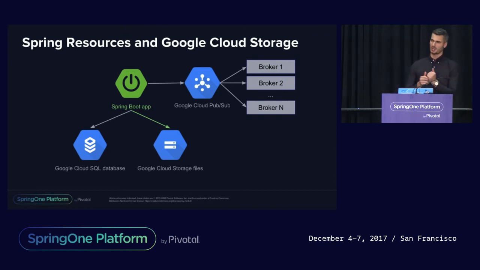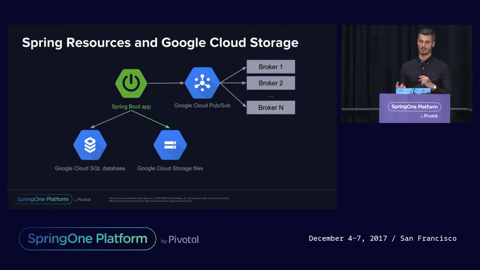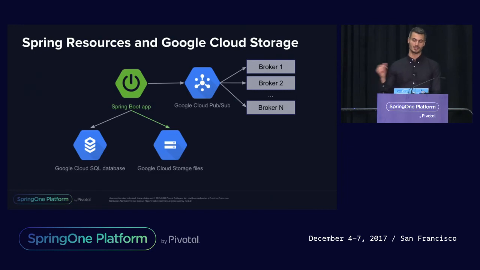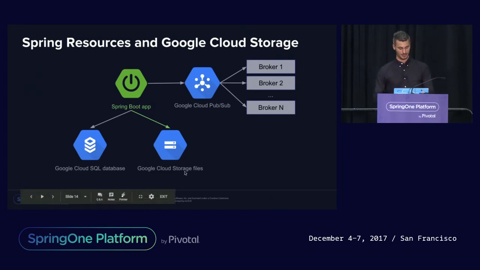So I'm not sure, does anyone here know what a Spring resource is? Raise of hands. OK, all right, so it warrants an explanation. So a Spring resource is essentially an object that has an input stream, and it can represent several things. It can represent a file on the class path. It can represent a file on the file system. It can represent a URL on the internet. And what our starter does is it adds another option to all of these options. It makes a Spring resource also be able to be a Google Cloud Storage file. And we're going to see how that works.